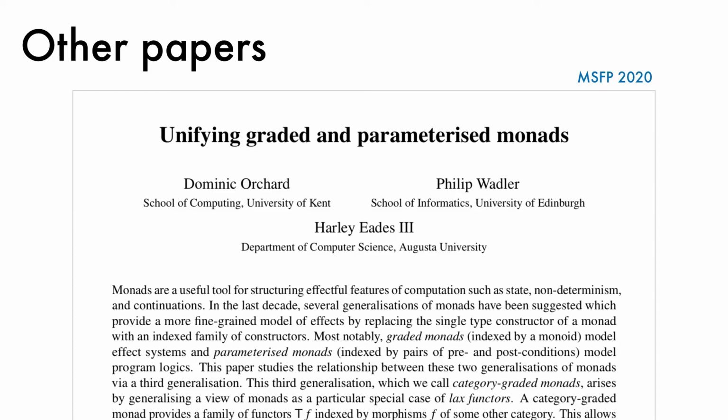These are two indexed generalizations of monads that appear in the literature, which seem to have some similarity. If you squint, they look a bit similar. There are applications of these two structures which overlap. So we asked the question, in what way are they related? What's the relative expressive power of graded and parameterized monads? And we studied this question through the lens of category theory and through the lens of lax functors.